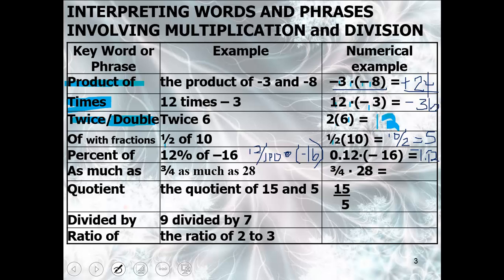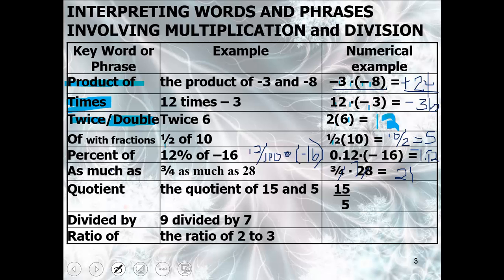"As much as" is also an expression for multiplication. Here, 3/4 as much as 28. All that says is take 3/4 and multiply it by 28. I'm not going to use a calculator on this. I'm going to cancel. 4 goes into 28 7 times, and 3 times 7 is 21. So 3/4 as much as 28 is 21.